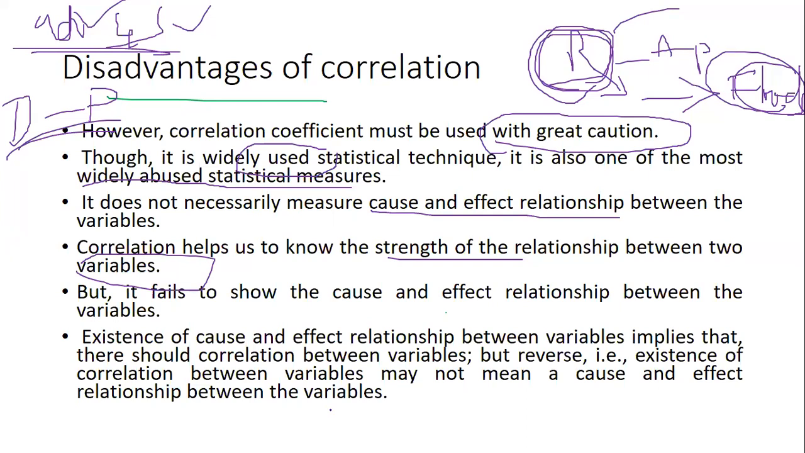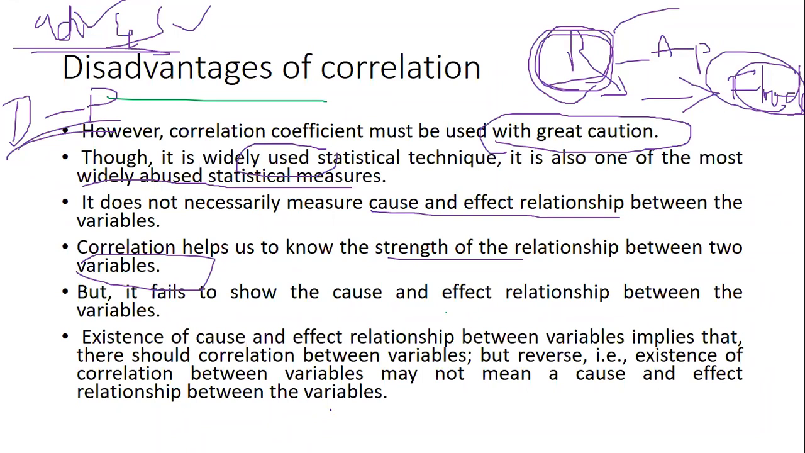Now coming to the last disadvantage, existence of cause effect relationship between variables implies that there should be correlation between variables, but not the reverse. If one increases, the other decreases, or the other decreases and one increases, that can be done. Or like how I told you, if one increases, the other increases. Here rainfall will increase, flood will also increase, right? So the existence of cause and effect relationship between variables will say that correlation is also there between the variables. So existence of correlation between variables may not have cause and effect between the variables.